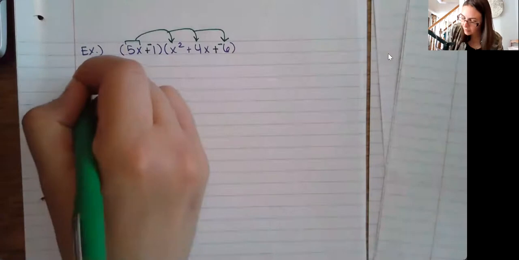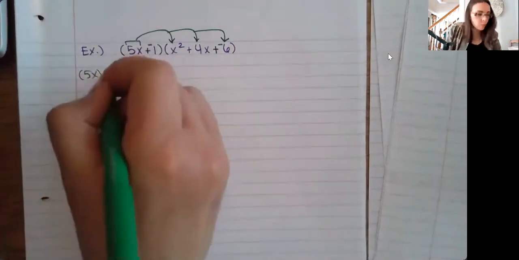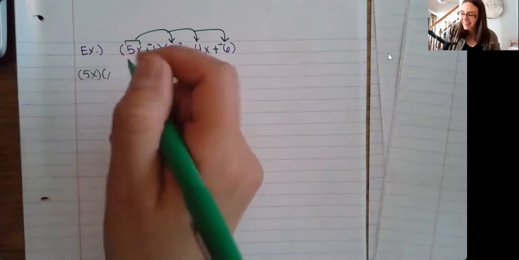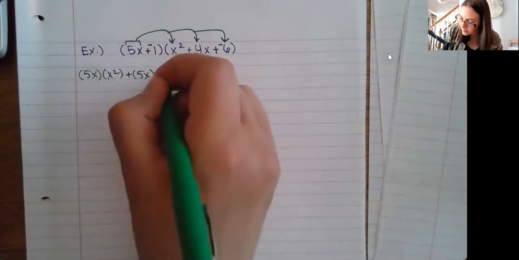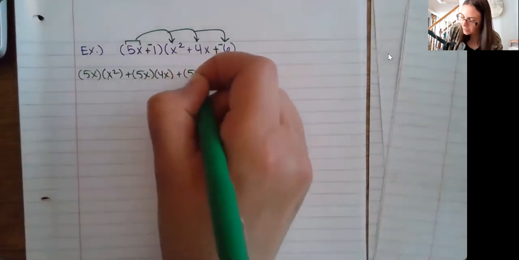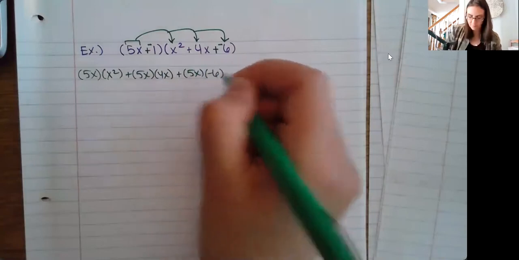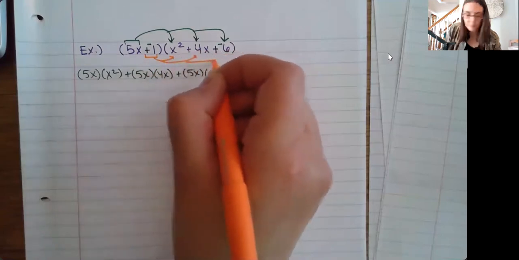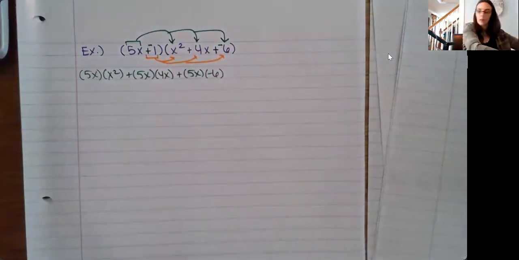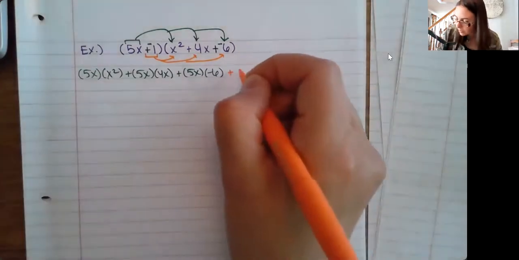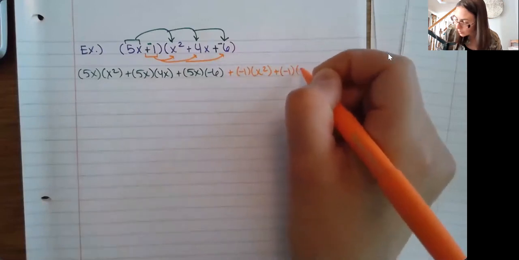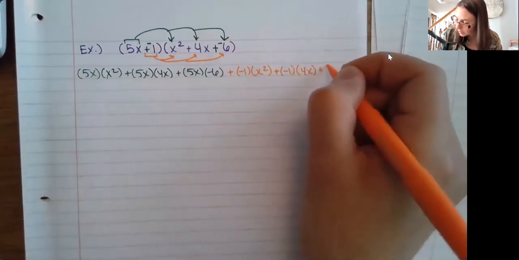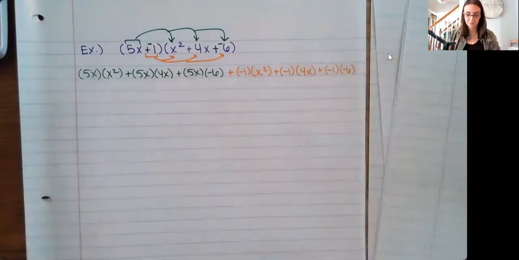So I have 5x times x squared. Sorry, guys. And then I have 5x times 4x. And then I have 5x times negative 6. And then I'm going to do that negative 1. So now I have negative 1 times x squared, negative 1 times 4x, and then negative 1 multiplied with negative 6.